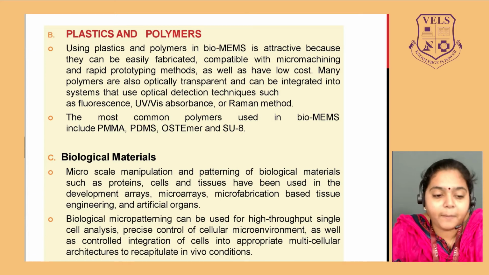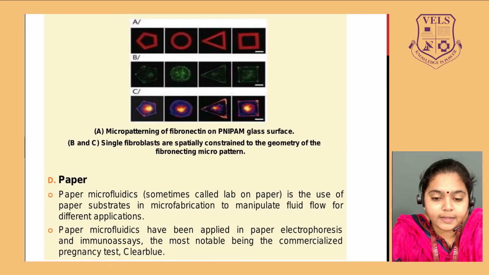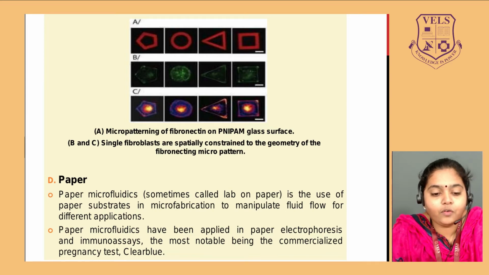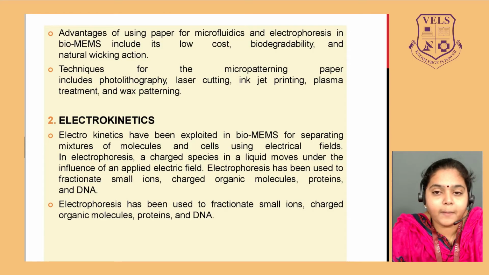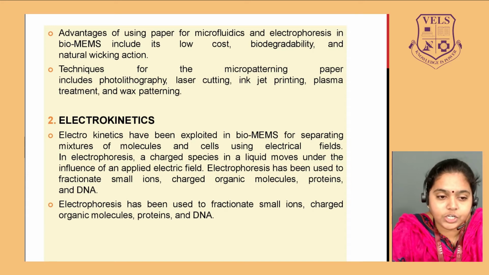Next is the paper. Paper microfluidics is the use of paper substrates in microfabrication to manipulate fluid flow for different applications. Paper microfluidics can be used for commercial purposes. Advantages of using paper for microfluidics and electrophoresis in biomems include its low cost, biodegradability, and natural wicking action.